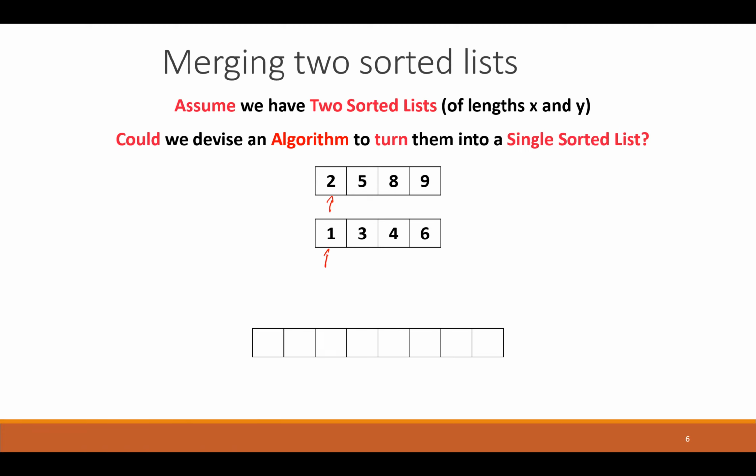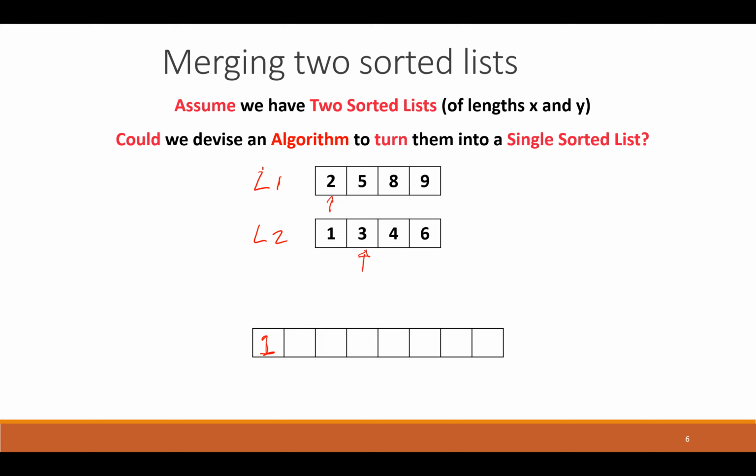2 is the smallest element in list 1. Let's give them numbers. And 1 is the smallest element in list 2. And so I know one of those is the smallest element overall, right? And in this case, 1 is the smallest element overall. So I'm going to copy 1 into the first location, right? And then 1 has been copied, so I'm going to update my pointer on list 2.